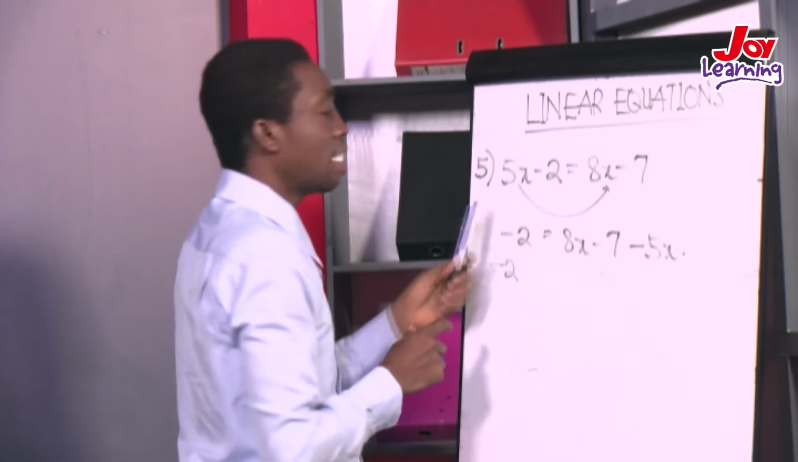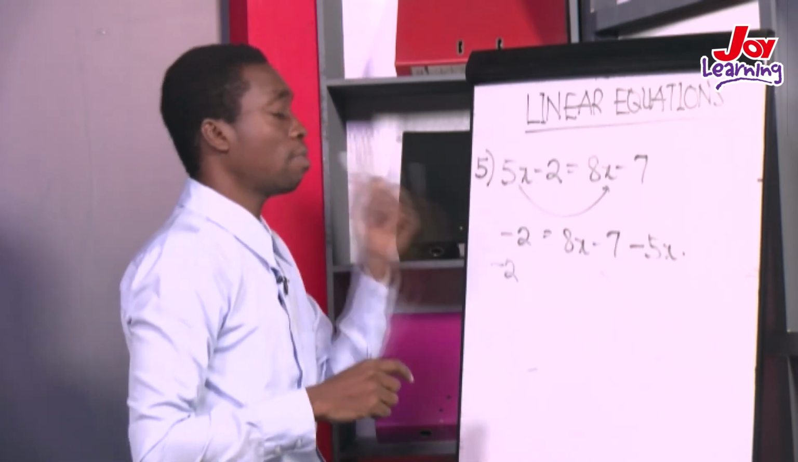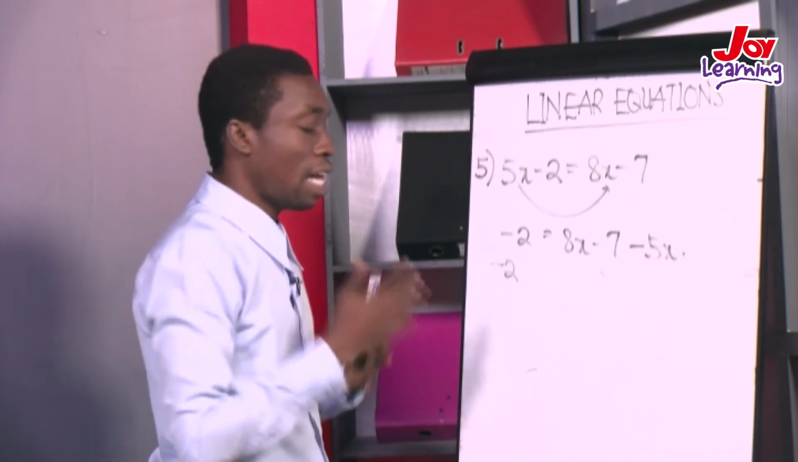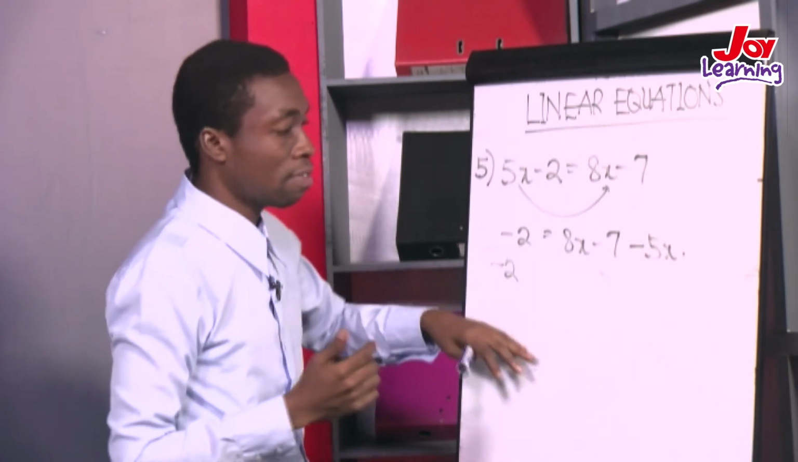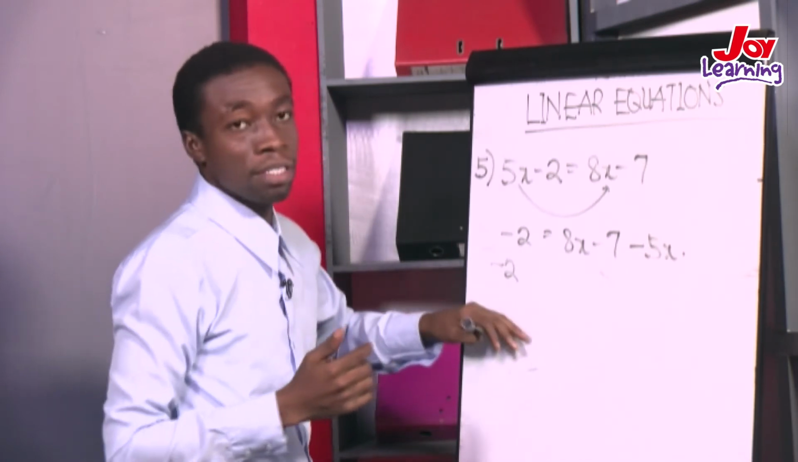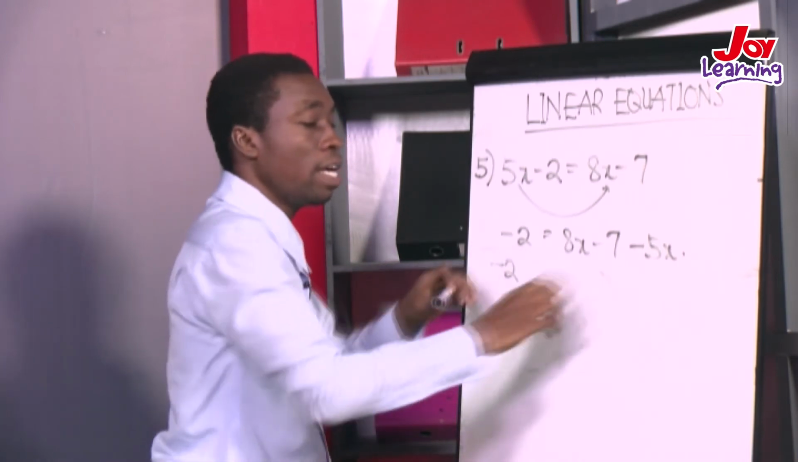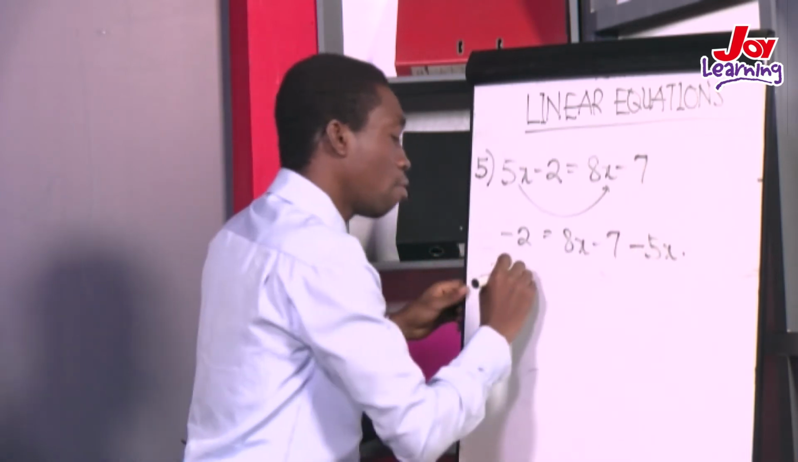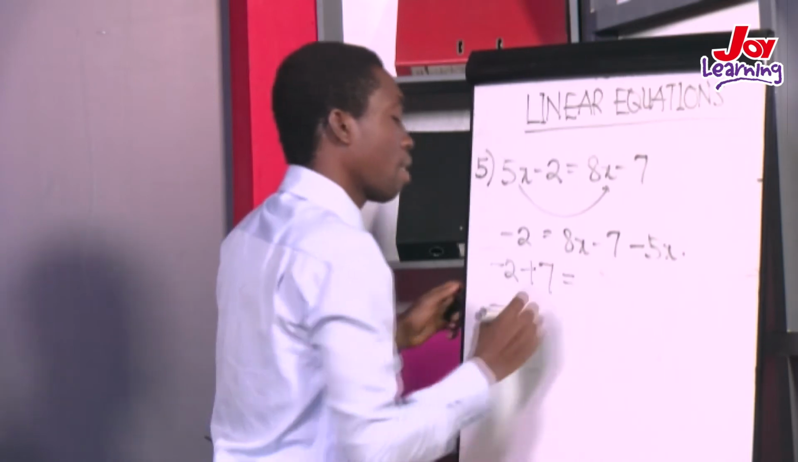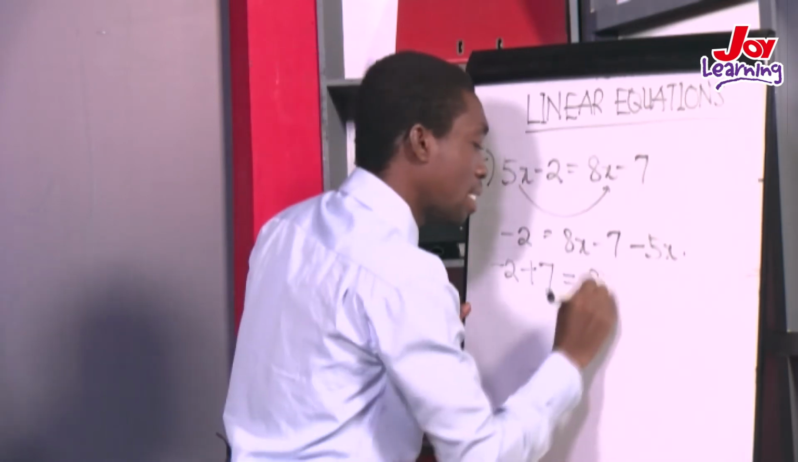So I think our integers will really come to play when you are solving this, because if you don't know how to deal with adding negative and positive numbers, you find yourself in a situation when you're trying to solve the question. So we have negative 2 here. Negative 7 moves here and becomes what? Plus 7, equal to 8x.